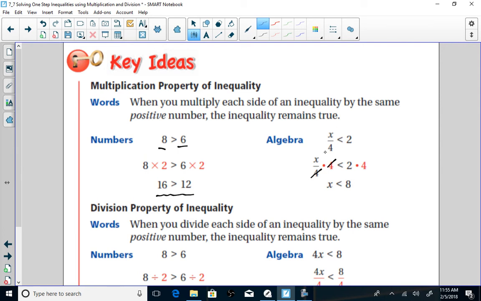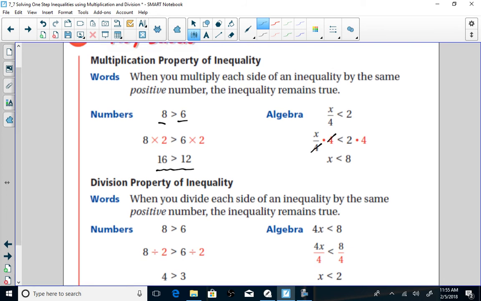So we're saying the solution of this inequality would be any value that is less than 8 is going to make that inequality true. So let's try something like 4. Is 4 divided by 4 less than 2? Sure it is, because 4 divided by 4 is 1. 1 is less than 2. So that's the multiplication property of inequality, which says you can multiply both sides of an inequality by a positive number, and the inequality remains true.